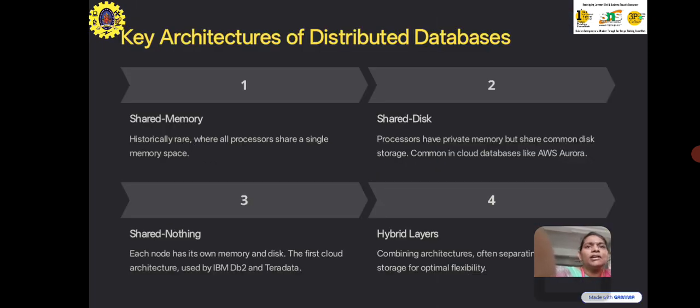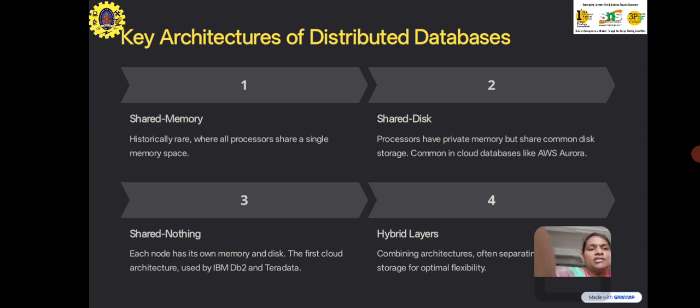Next, let us see the key architectures of a distributed database. The main architectures are classified as shared memory, shared disk, shared nothing, and hybrid layers. Shared memory is rarely used; all processors share one memory. Next is shared disk, where each processor has its own memory but shares the same disk, like Amazon Aurora. Shared nothing is the most commonly used, where each node has its own memory and disk; IBM DB2 and Teradata fall under this.